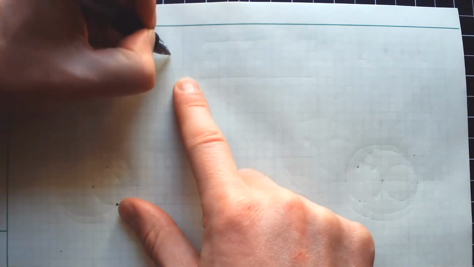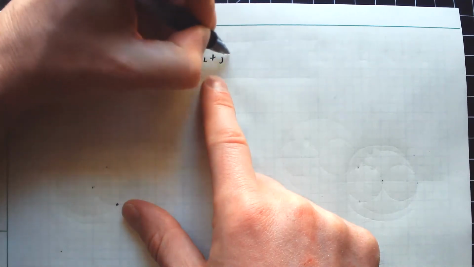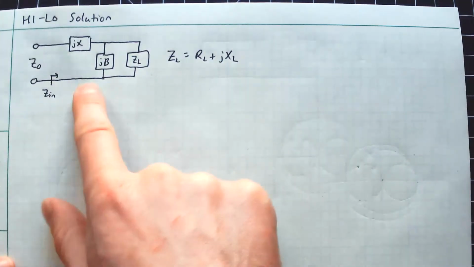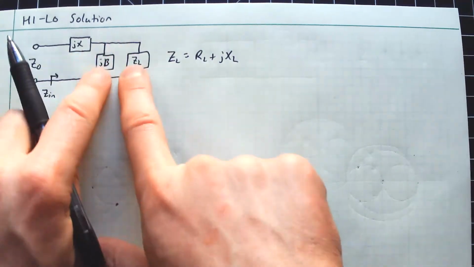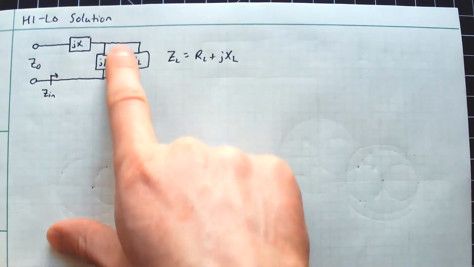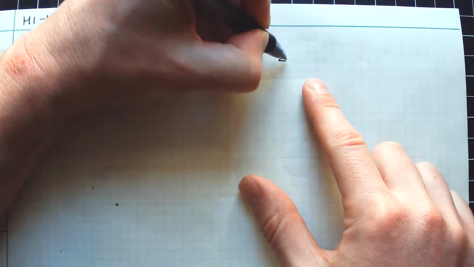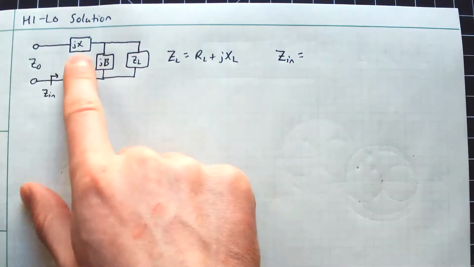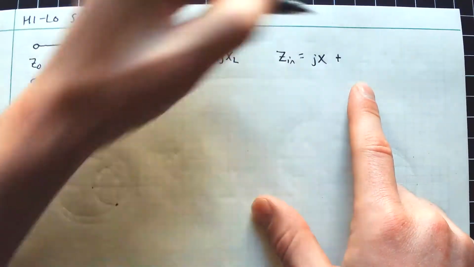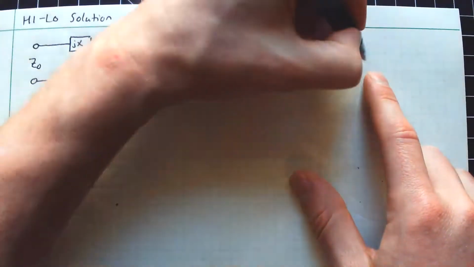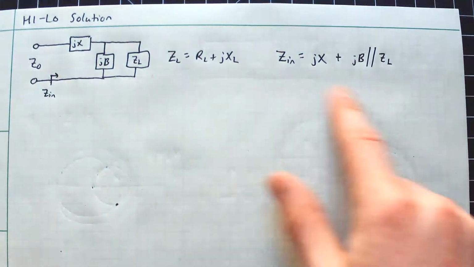All right, so let's just write this out. Z sub L is equal to R sub L plus j X sub L. And I have some input impedance here. If I'm looking in, it's this term here in series with this parallel combination, right? So I'm going to write it out as Z sub n is equal to jX in series, plus the parallel combination of jB in parallel with Z sub L.